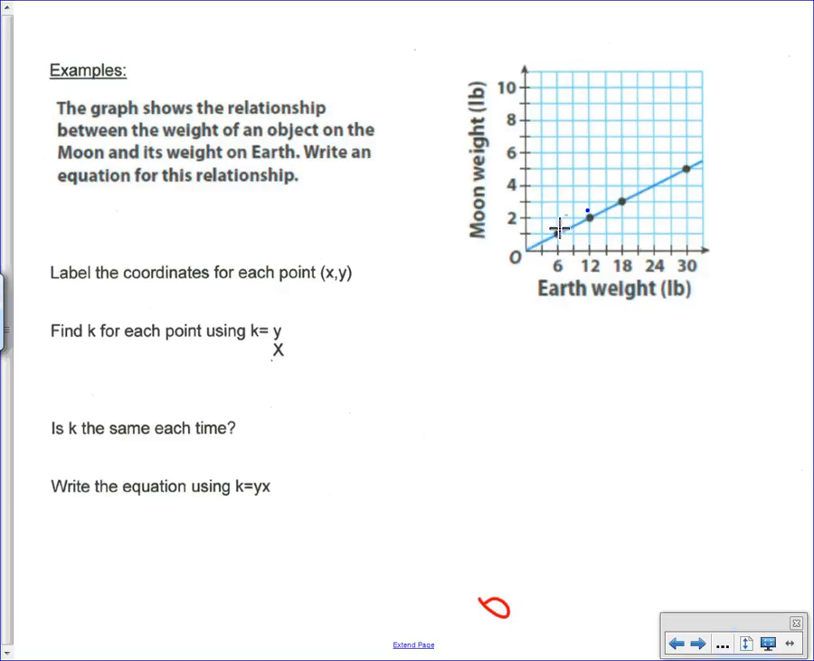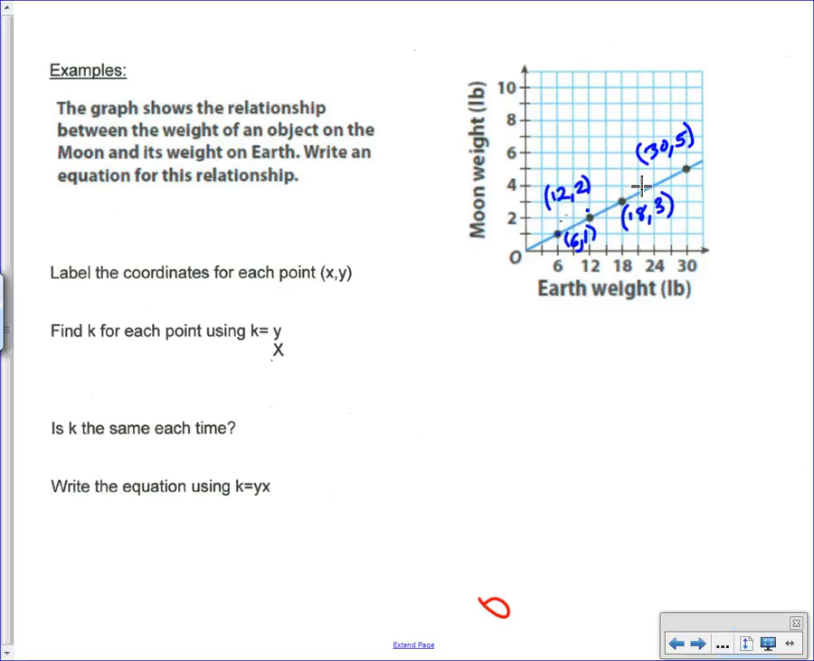We always run and then jump to get our points. So if I run here, I'm going to get 6. That's 1. So 6, 1. I run here, I go 12, 2. So it's 12, 2. Next one is 18, 3. And the last one is 5, 30.